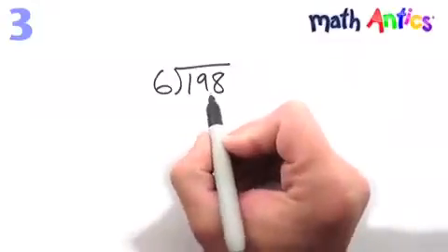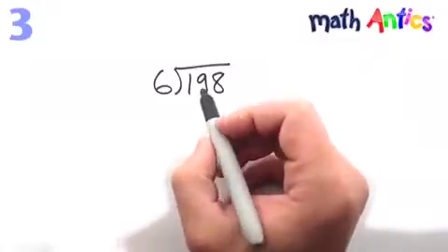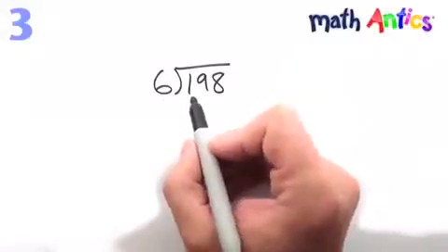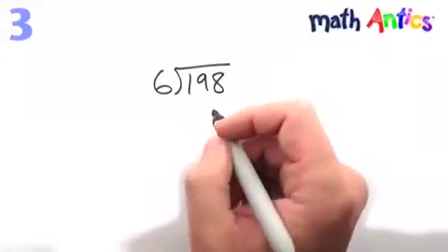So we combine these two digits for 19, and then we ask, how many 6s does it take to make 19 or almost 19?